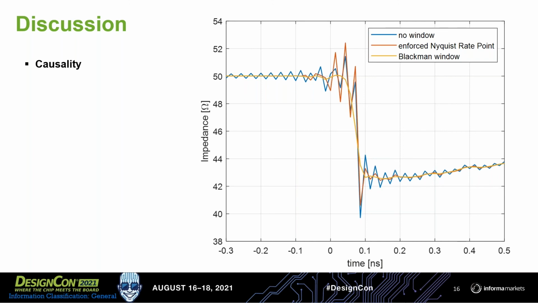when doing analysis. So I wanted to know if the group has an opinion on if causality is a concern, or if it's a good thing to do to get rid of this Gibbs phenomenon using a window, if it's useful, or if maybe the Nyquist rate point is your preferred method to get rid of the Gibbs phenomenon.